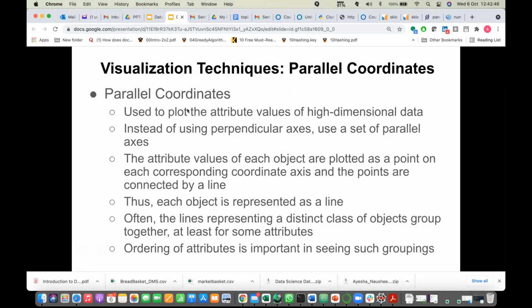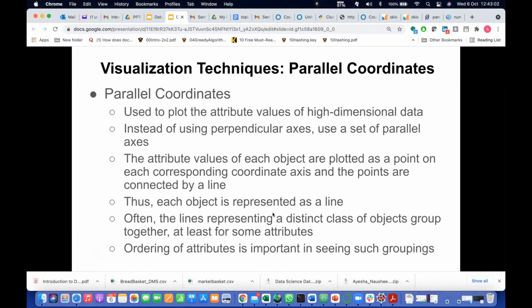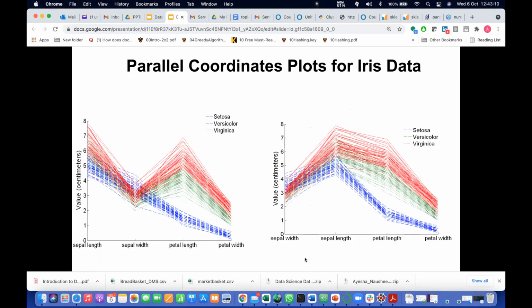Another technique is parallel coordinates, used to plot the attribute values of high-dimensional data. Instead of using perpendicular axes, use a set of parallel axes. The attribute values of each object are plotted as a point on each corresponding coordinate axis, and the points are connected by a line. Thus, each object is represented as a line. Often, the lines representing a distinct class of objects group together, at least for some attributes. Ordering of attributes is important in seeing such groupings.